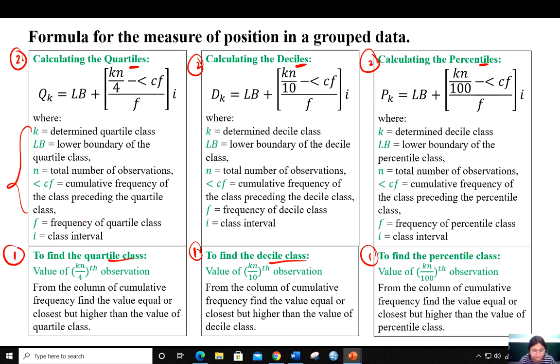So how we are going to get that? For quartile class, we are going to get the product of Kn, where K is the position that we are looking for, and N is the total number of observations, divided by 4. Kasi nga quartile, kaya 4 kasi we divide the whole into 4 equal parts. Kung sa decile, we divide the whole into 10 equal parts. Kaya siya all over 10. Ito 4, yung decile 10. While on the percentile, the whole is divided into 100 equal parts. Okay po. So, let's get started.